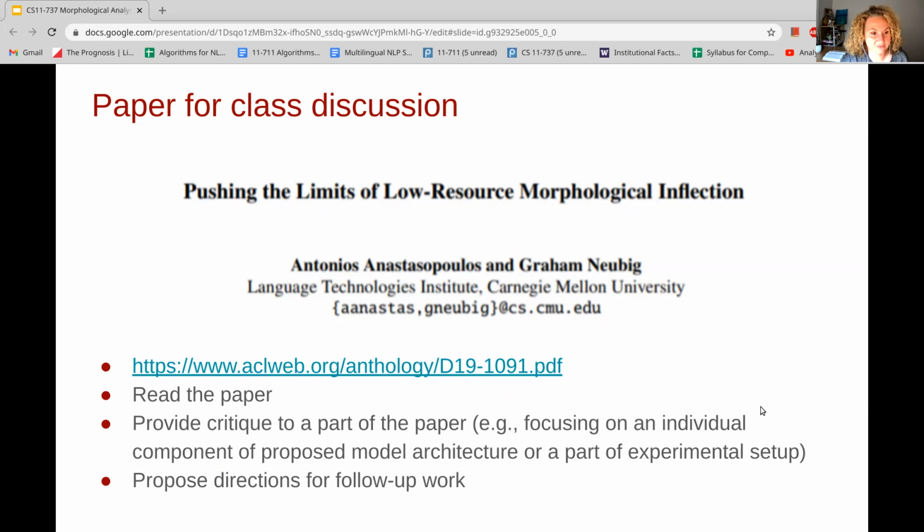And your task for the discussion is just to read this paper and provide your insights. For example, you can provide a critique about an individual component of the model. The model in the paper consists of several different components, so you can talk about an individual component or individual experiment or experimental setup. And in particular, you can propose ideas for follow-up work, or how a specific modeling decision could be adapted to a language of your choice, for example, a language that you speak.